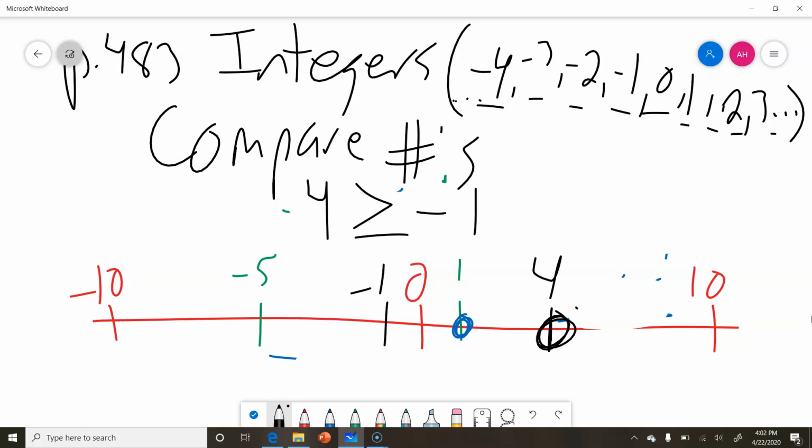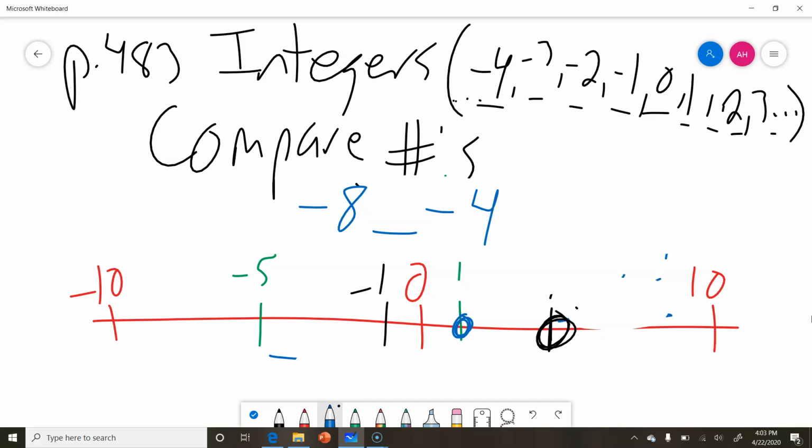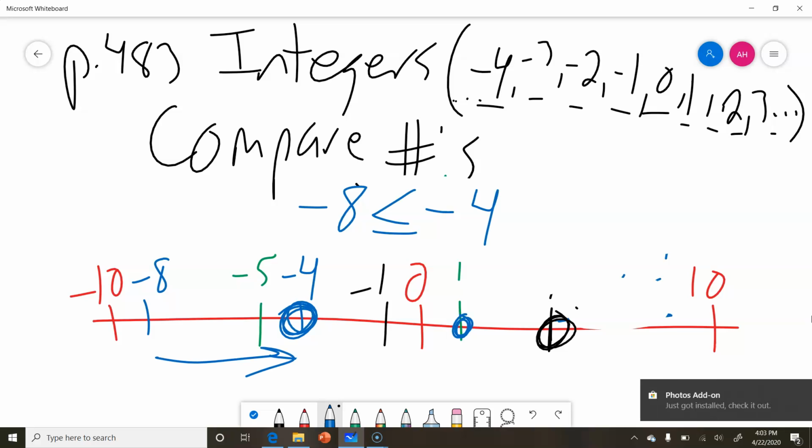Okay, now, ready for some tricky ones here. Let's throw in two negative numbers. What if we compare negative 8 with negative 4? It's easy to think that the negative 8 is bigger, but it's not. Why not? Look, here's negative 4. Where's negative 8? Down there. Which one's bigger? Negative 4 is bigger because it's to the right of the negative 8. You really need to remember that as we go over this homework. Very important to remember: it's whichever one is further to the right.